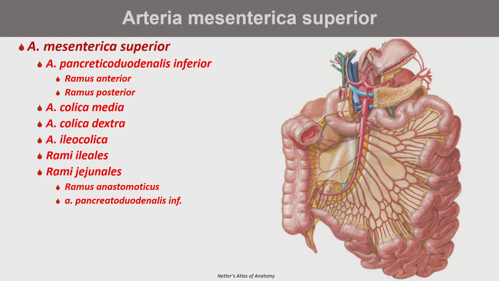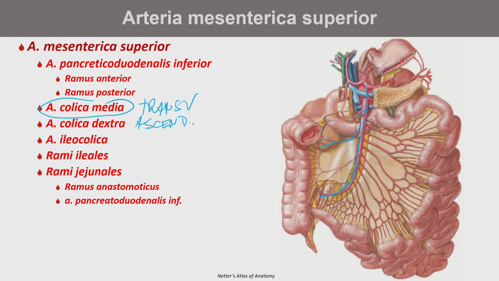Then I have to note also the blood supply of the gut. This artery, the superior mesenteric artery, has branches, we know, for the pancreas and communication with the celiac trunk territory. And then we have arteries here. The first artery after the pancreaticoduodenal inferior artery is the colica media, the medial colic artery, supplying the transverse colon. Then we have the right colic artery, supplying the colon ascendens.